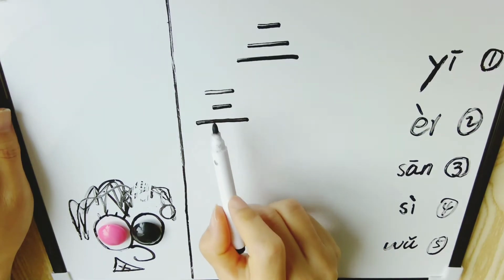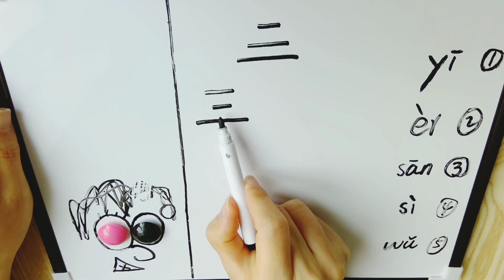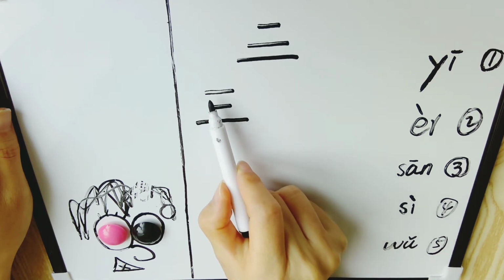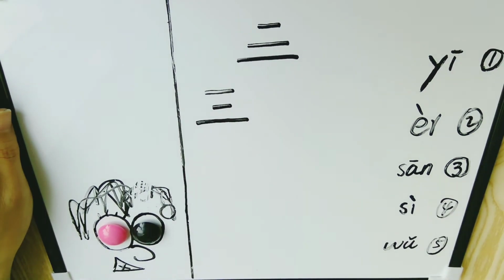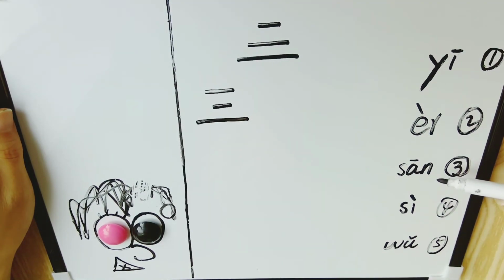This is the ideal way to write it down. So the middle line is the shortest, and the second one is longer than that, and the last line is the longest line. So this is a good proportion. Yeah, just to bear that in mind. Okay, the pronunciation for number 3. San, san.